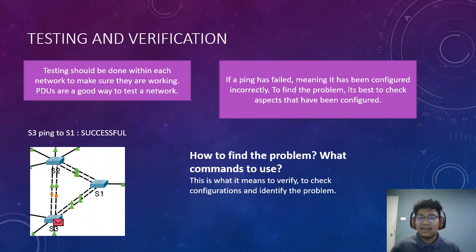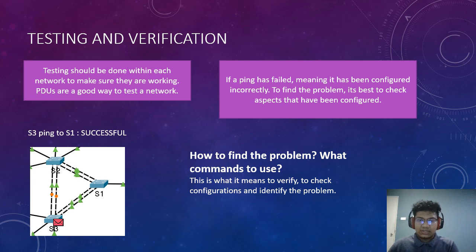Next is testing and verification. Testing should be done within each network once you have configured within that network, and use PDUs to test the network. I've used a PDU, which is the letter type of icon, and ping S3 to S1, and it will travel from here to here, and it is successful. So that means it has been configured correctly. If the ping has failed, it means it's configured incorrectly. And to find the problem, you need to check the aspects that the technician has configured.